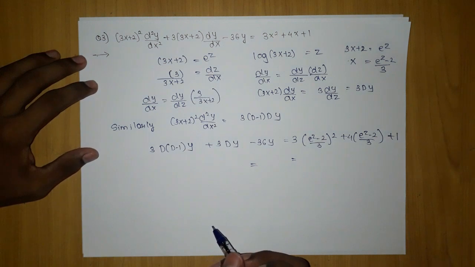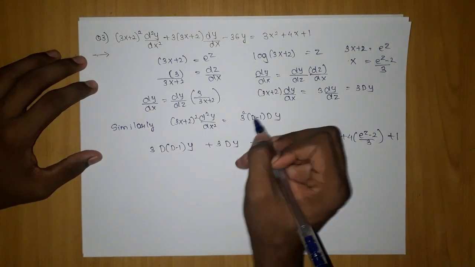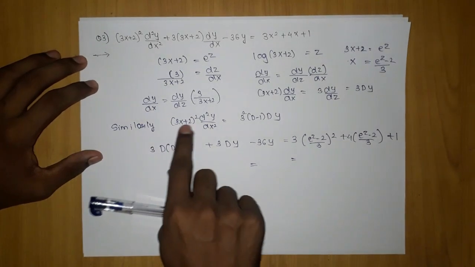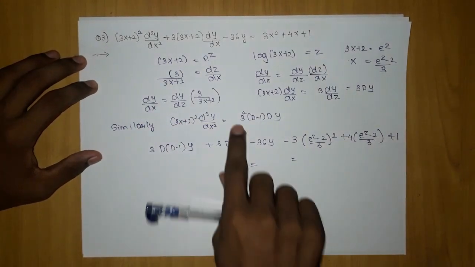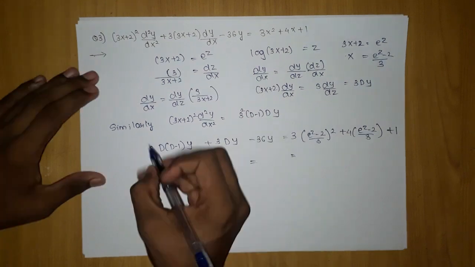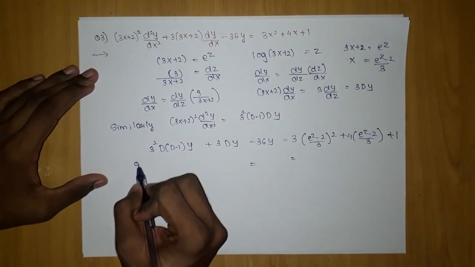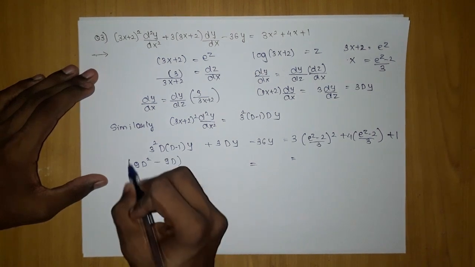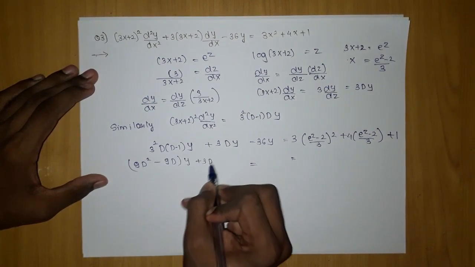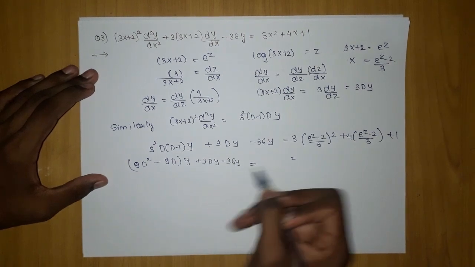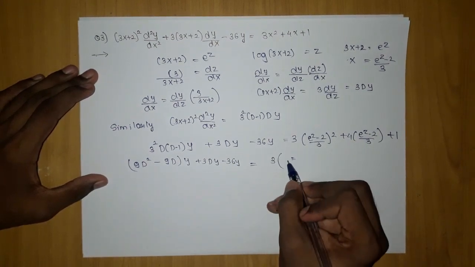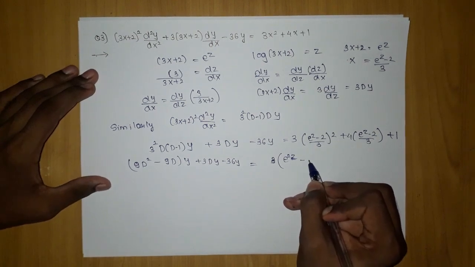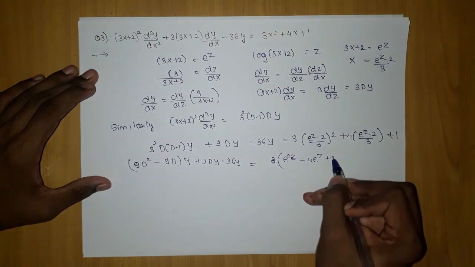We didn't do anything wrong, right? It will be 3 square, sorry, here it will be 3 square. In this ax plus b the whole square, a becomes a square. Okay, so it will be 3 square. So here we are going to get 9 D square minus 9 D into y plus 3 D y minus 36y. Here we are going to have 3 (e to the power 2z), right? Then 4 e to the power z plus 4.